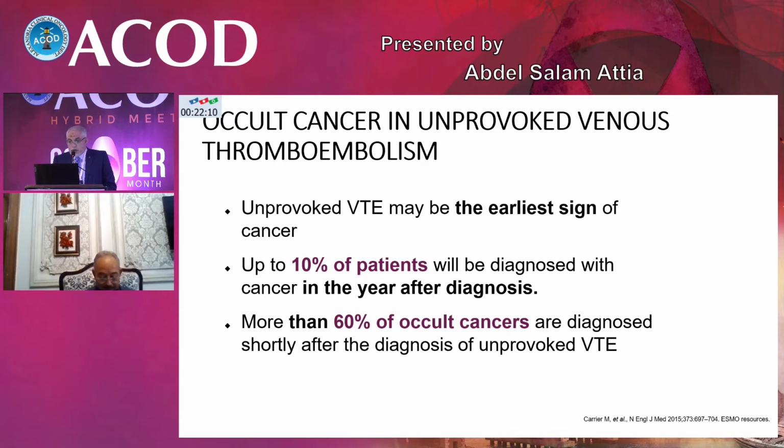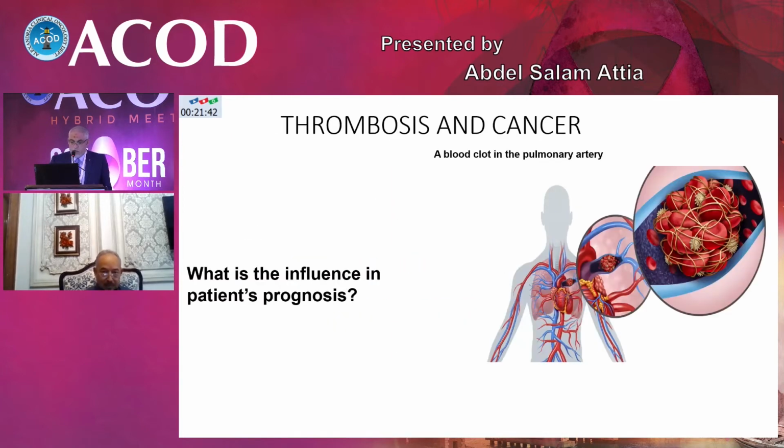The occult cancer in unprovoked venous thromboembolism. Unprovoked thromboembolism may be the earliest sign of cancer, and this is very crucial to consider in patients, especially in elderly patients. Up to 10% of patients will be diagnosed with cancer in the year after diagnosis of venous thromboembolism. More than 60% of occult cancers are diagnosed shortly after diagnosis of unprovoked venous thromboembolism.